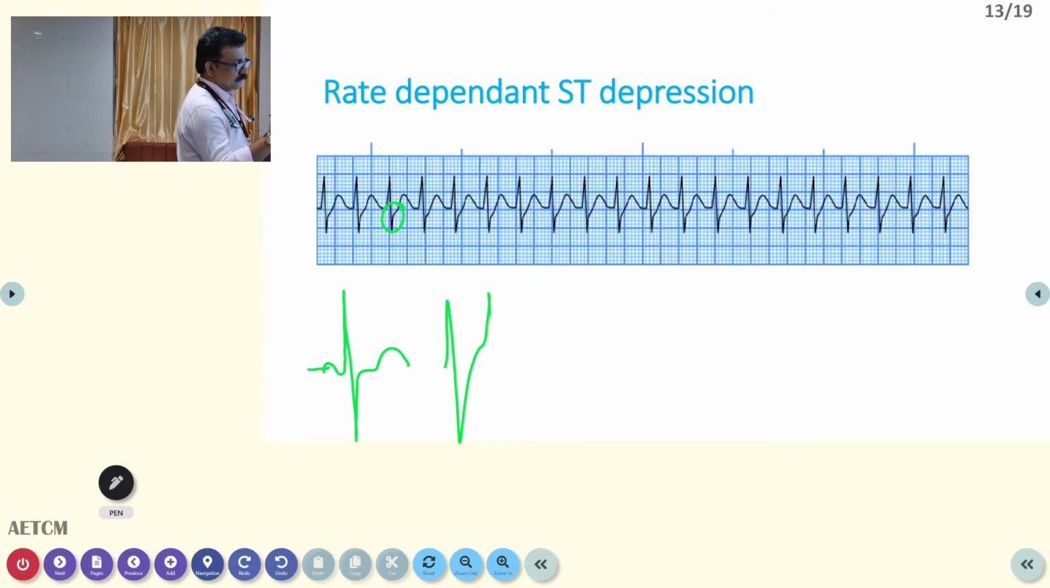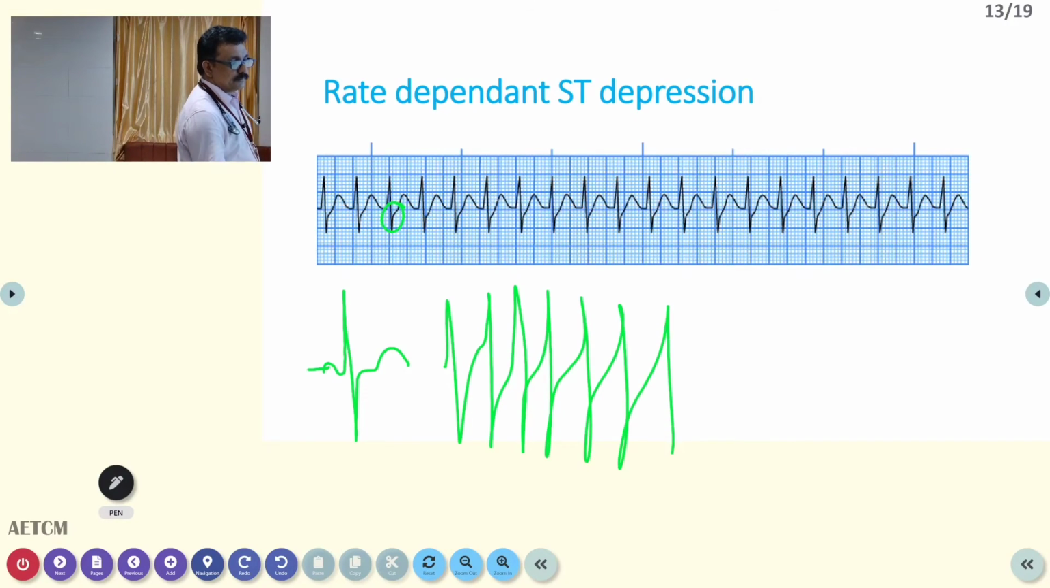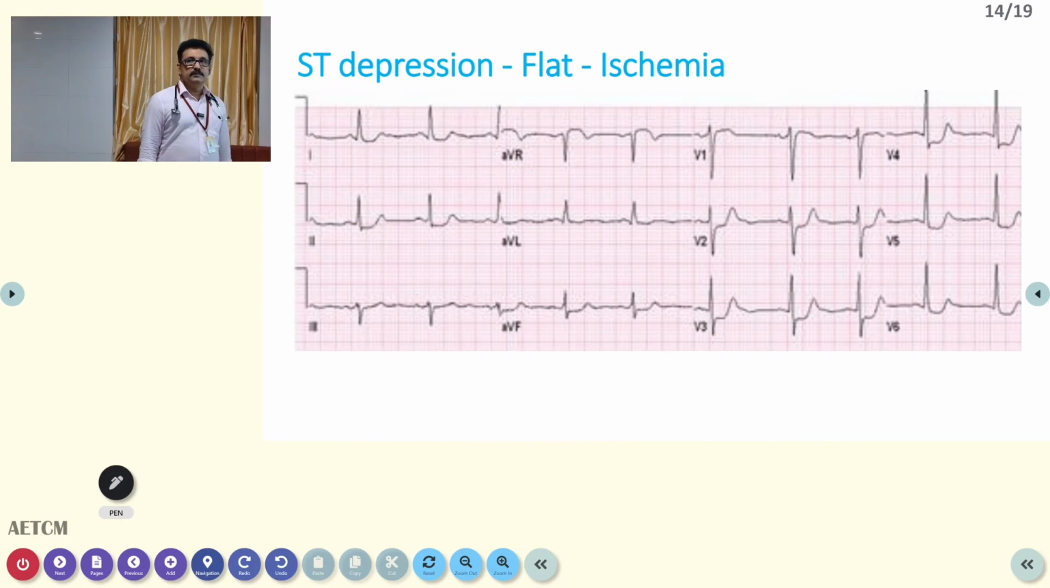It goes like this. So it will not get time to complete the line in a usual manner. So it goes like this. So that's why we are getting an ST depression. This is called rate dependent ST depression, and it is not a serious problem. If you control the rate, this problem can be settled.